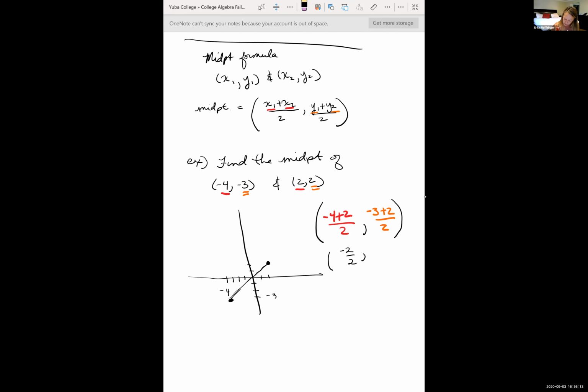So if we go down here and we look at where that is, there's -1 and -1/2. So notice that that's falling on the line, and it looks like it's the halfway point.